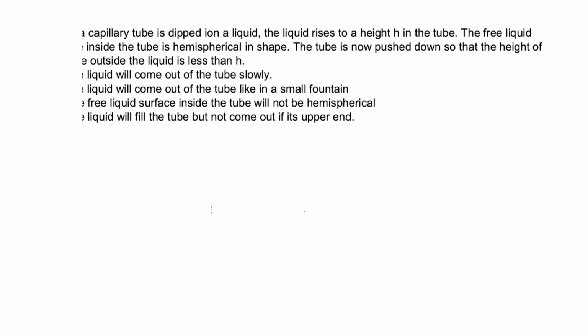Question number 14. When a capillary tube is dipped in a liquid, the liquid rises to a height h. The free liquid surface inside the tube is hemispherical in shape. That means the contact angle is 0. So it was dipped initially in liquid, contact angle was 0, it was like this. It says that when the tube is now pushed down, so that height of the tube is less than h. So if the tube is pushed down, the height of the tube is less than h.